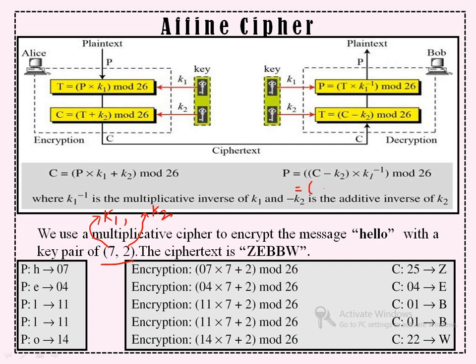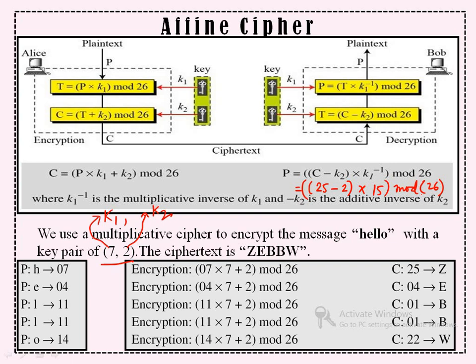Suppose you take C as 25: 25 minus 2 multiplied by 15 mod 26. I am avoiding the steps here because it's a repeated process itself. So this will be for the first letter. Multiply by 15, and whatever the product you are getting, divide that by 26 and consider only the remainder, as the process includes. But remember, to find this multiplicative inverse, that's a separate calculation that you have to perform.